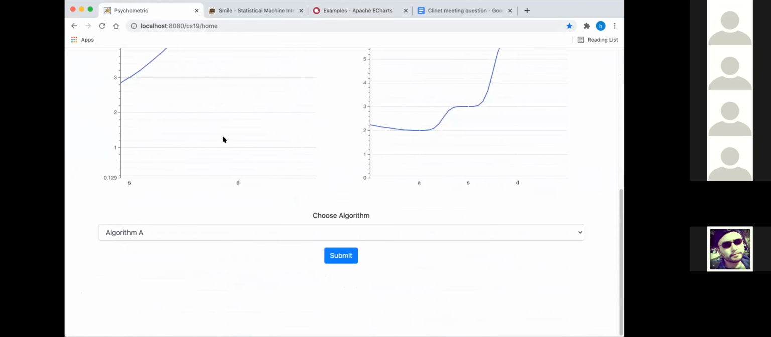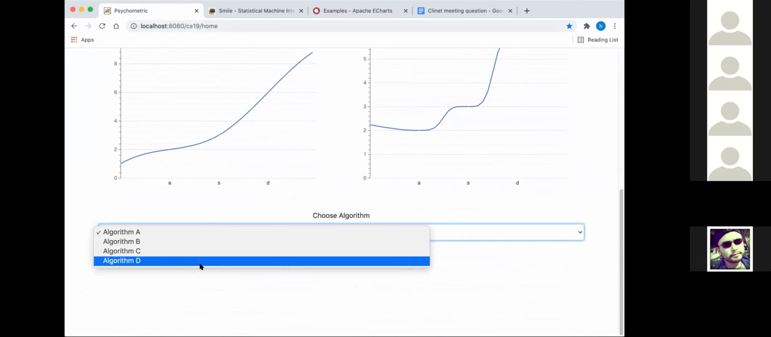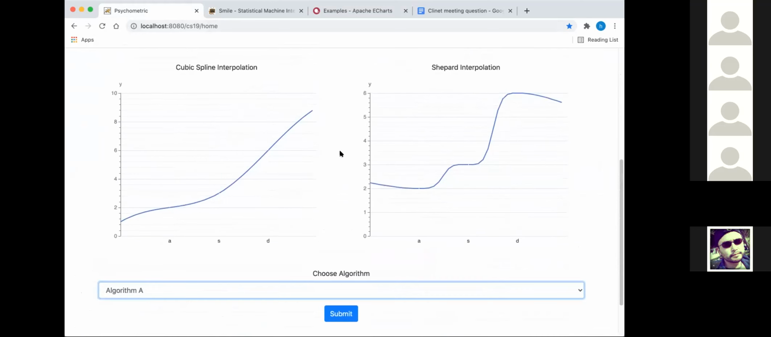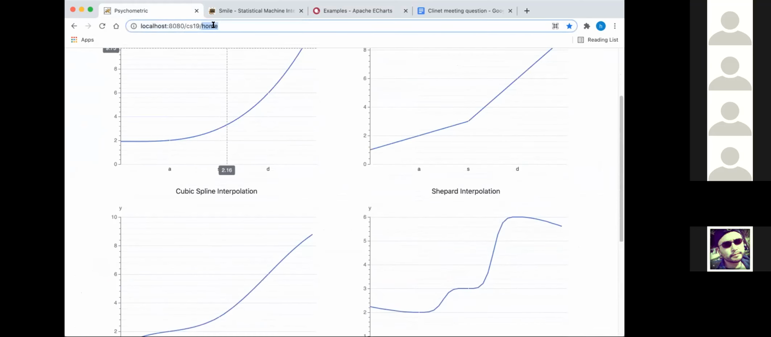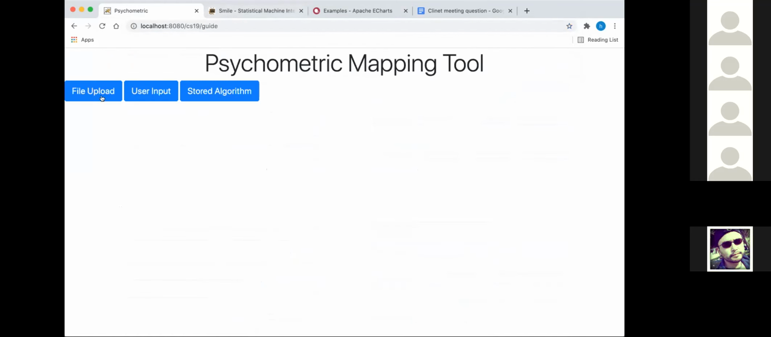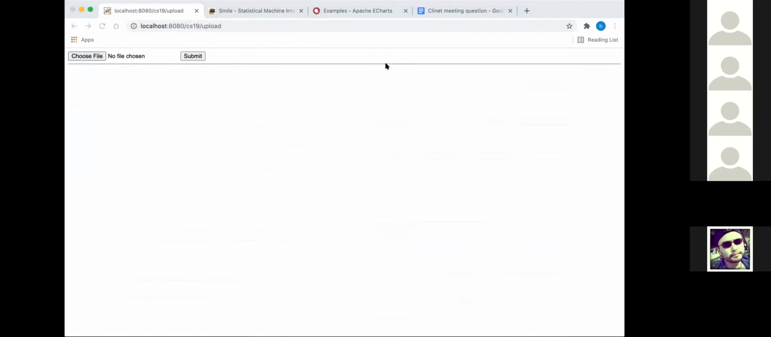And you can choose which one you want to store, and store them to the database. And the user can upload the CSV file and submit. Okay, and how are you going to use this one? Batch processing. Okay, can you show me?